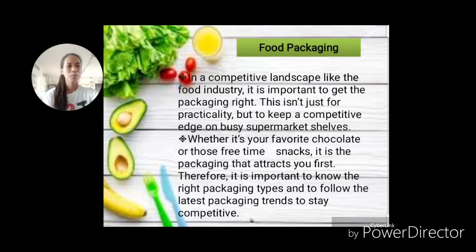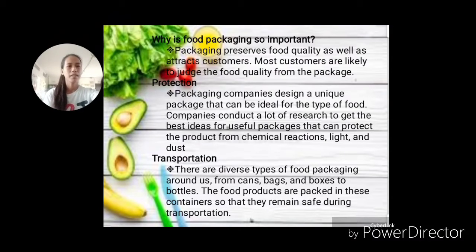So, what is food packaging? In a competitive landscape like the food industry, it is important to get the packaging right. This isn't just for practicality, but to keep a competitive edge on busy supermarket shelves. Whether it's your favorite chocolate or those free-time snacks, it is the packaging that attracts you first. Therefore, it is important to know the right packaging types and to follow the latest packaging trends to stay competitive.